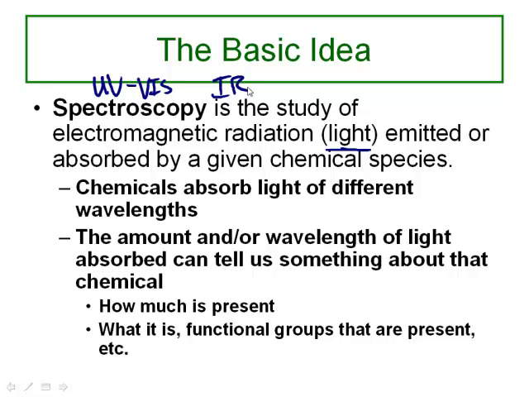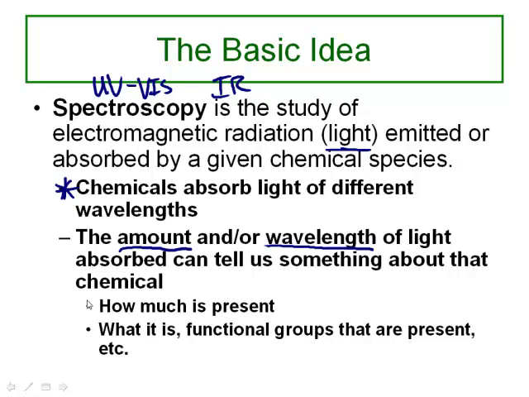And we might do that for different reasons. Something we know is that different chemicals will absorb different wavelengths of light in different amounts. And usually the amount of light that something absorbs, or the wavelength of light that it absorbs, can tell us something important about what that chemical is or how much of it is present, okay?